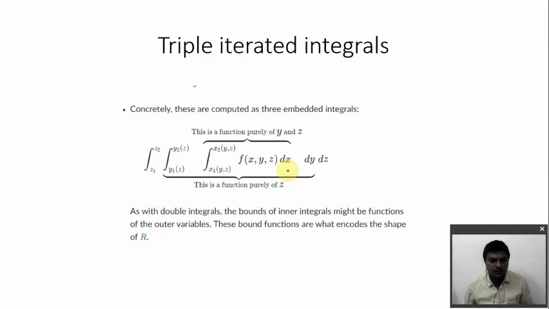We are going to integrate with respect to dx first. The next integration will be with respect to y, so here you can see y2(z) and y1(z), and the last integration will remain dz, integration from z1 to z2. As with double integrals, the bounds of inner integrals might be functions of the outer variable. These bound functions are what encode the shape of R.